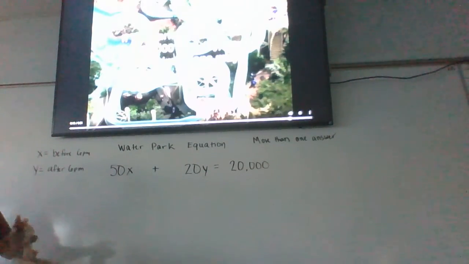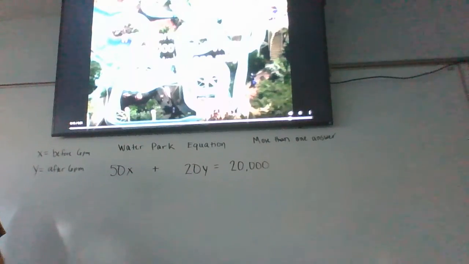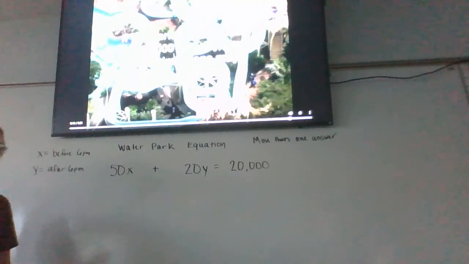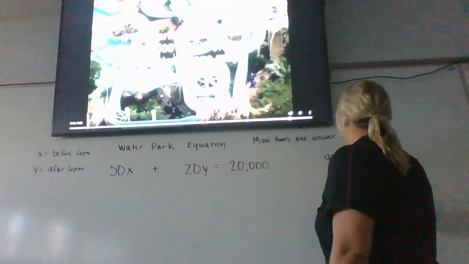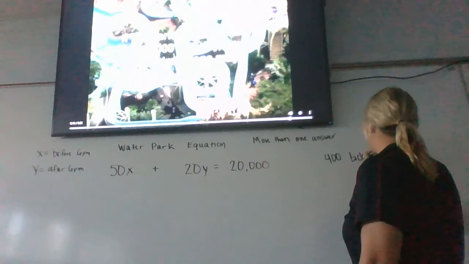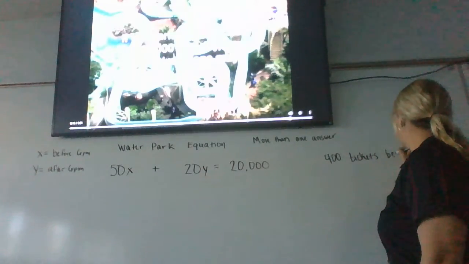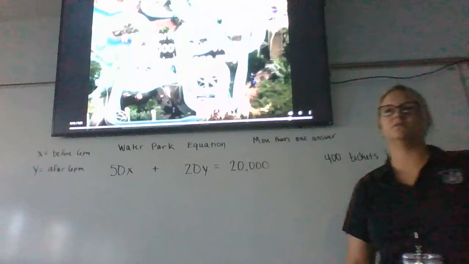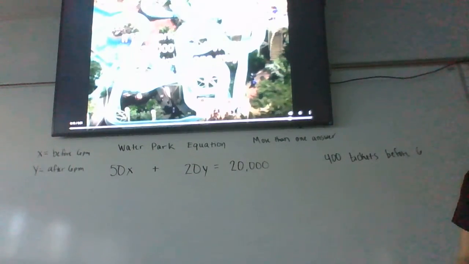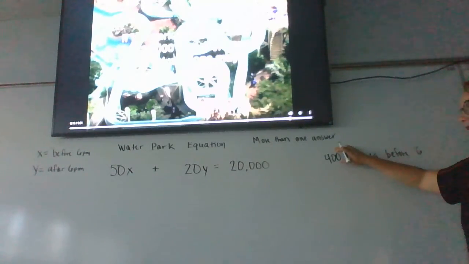So, can anybody now, using a calculator, tell me one possibility for this water park? Mikhail. 400 tickets before 6. Is 400 times 50 20,000? Nailed it. You got it. I'm looking at 20,000. I'm going to go with 40.